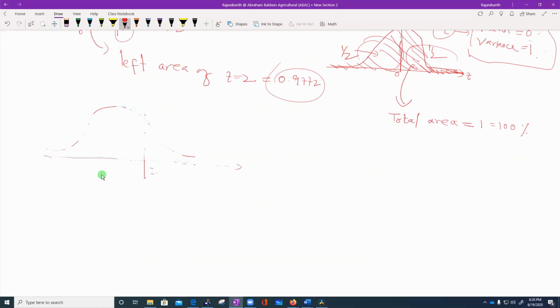Suppose it is 2. What is the right side area to the 2 then? It is 0.9772 subtracted from 1. Exactly, very good. You know the left side area now. This area we have found.